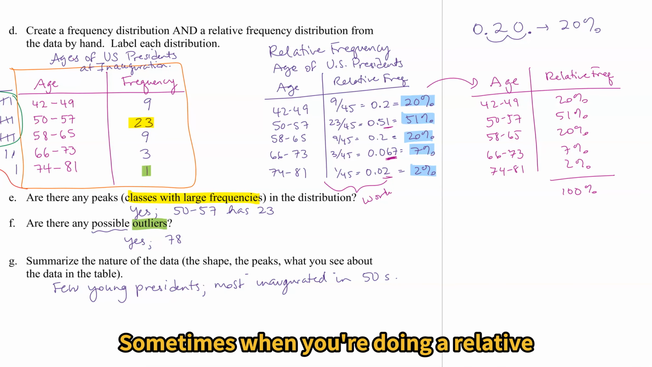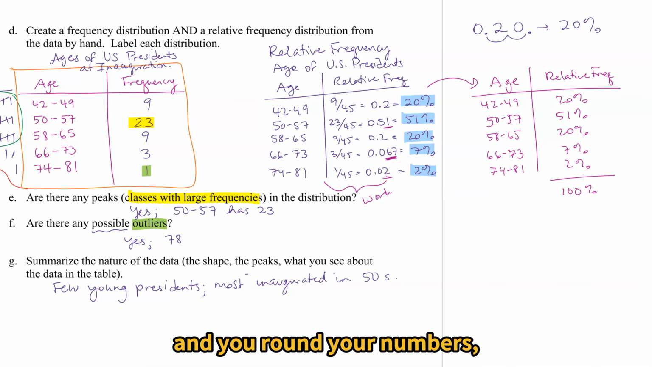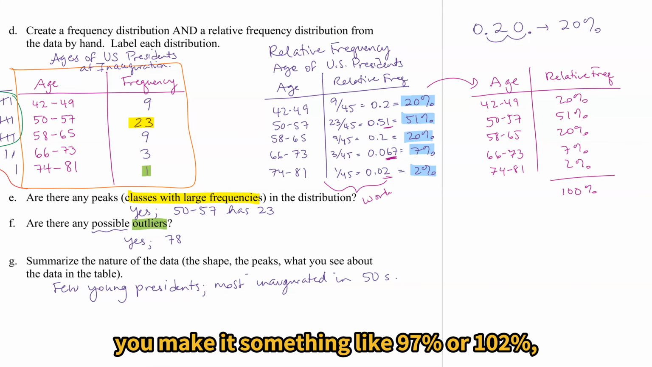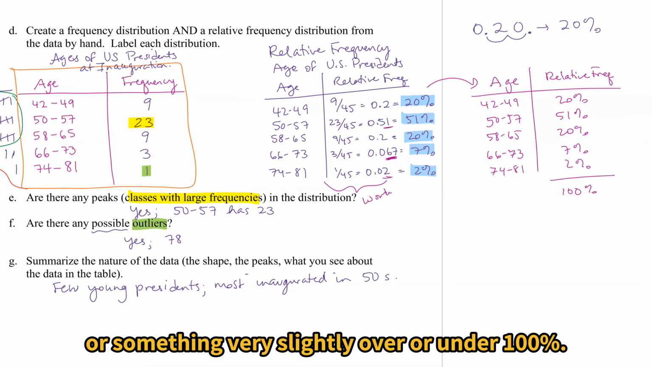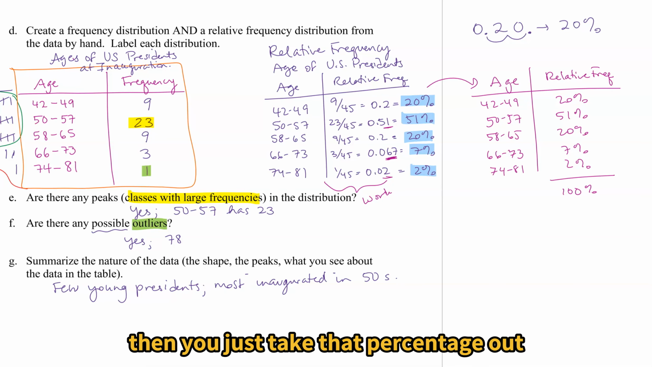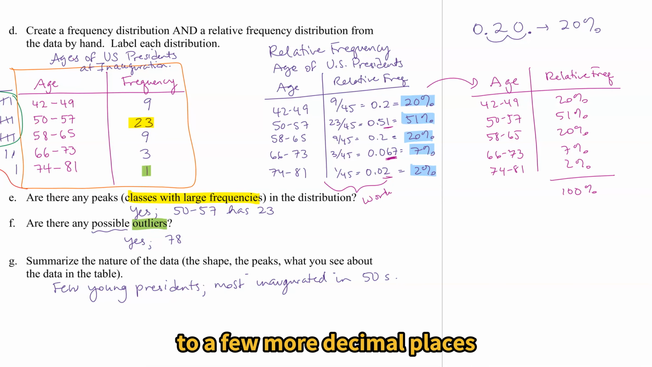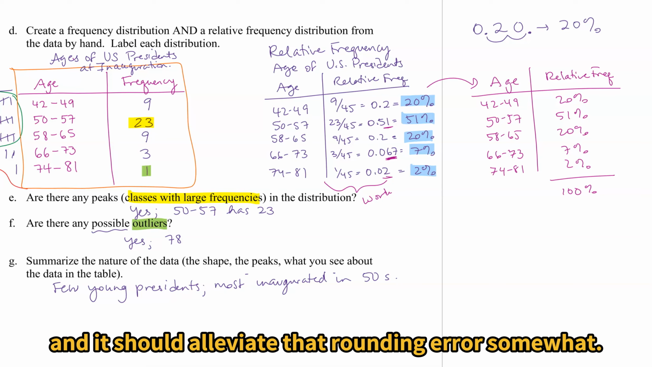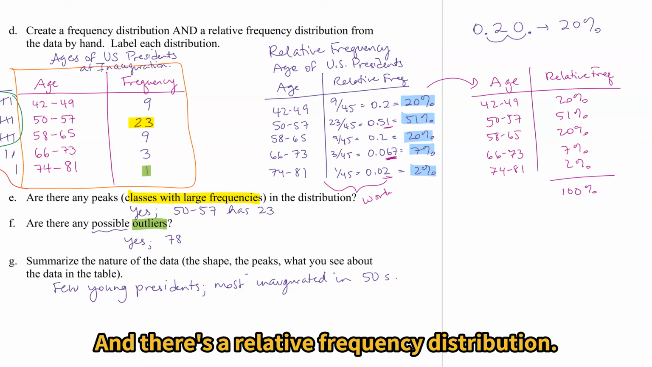Sometimes when you're doing a relative frequency distribution and you round your numbers, if you add up the percentages, you may get something like 97%, or 102%, or something very slightly over or under 100%. That's all due to rounding, and it's okay. If you are concerned with that, then you just take that percentage out to a few more decimal places, and it should alleviate that rounding error somewhat. And there's our relative frequency distribution.